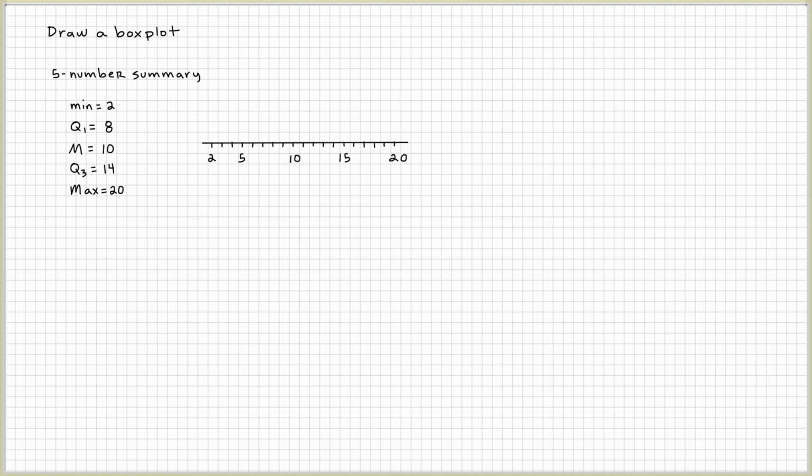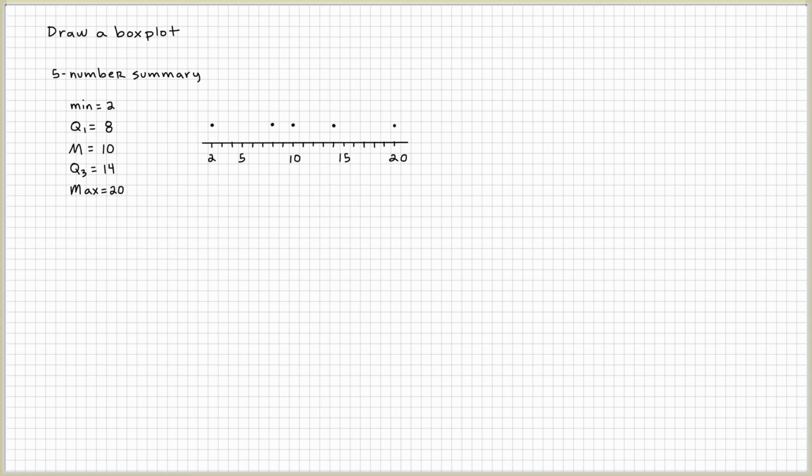What I'm going to do is I'm going to draw a dot right above each of these values that I have. So minimum value of 2, I'm going to put a dot right above 2. Quartile number 1, I'm going to put 8, a dot over 8. And then I'm going to put a dot at median 10, a dot at 14 for my third quartile, and my maximum value of 20. Now these dots give you an idea of how to draw the box plot.